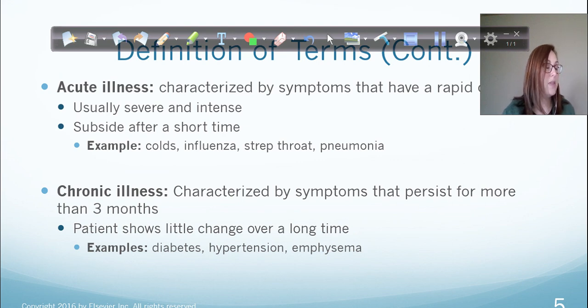A lot of times, chronic illnesses can be caused by unhealthy behavior that increases our risk, maybe poor diet, sedentary lifestyle, not very active, smoking, overuse of alcohol, and chronic illnesses can develop as people age as well.